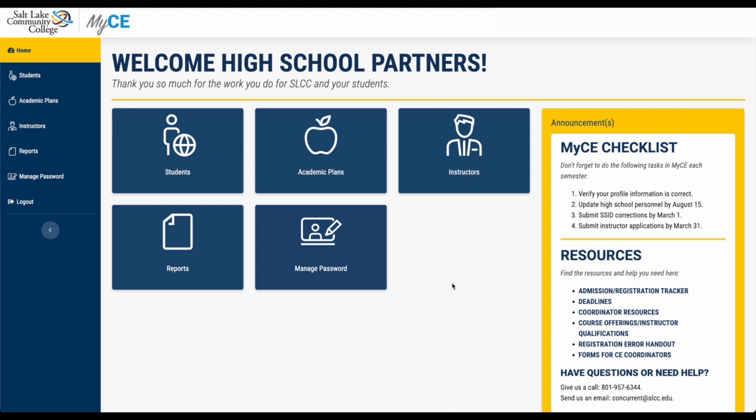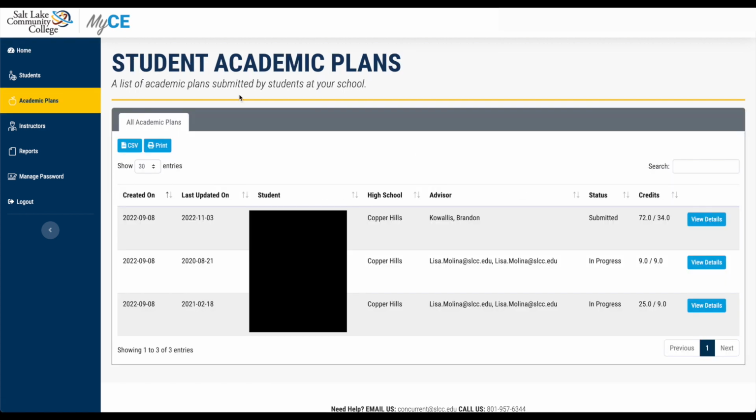If you receive an automated email indicating that your student has completed an academic plan, you'll log into your MyCE account and then go into the academic plans section right here, or you can get to it over here on the left-hand navigation. You'll click on that and you'll see a list of the academic plans that have been submitted, as well as their status, whether they've been submitted, in progress, or if they've been approved.